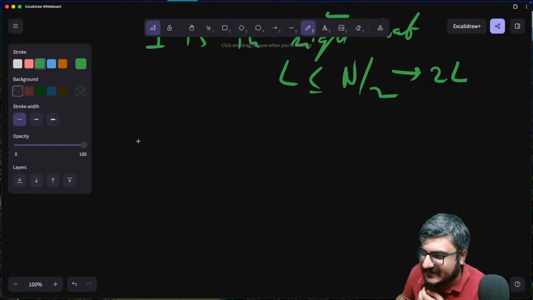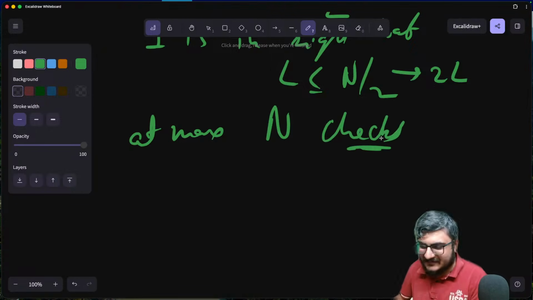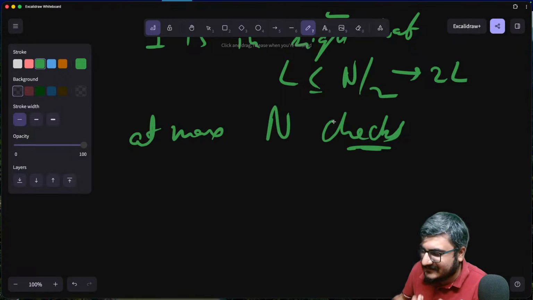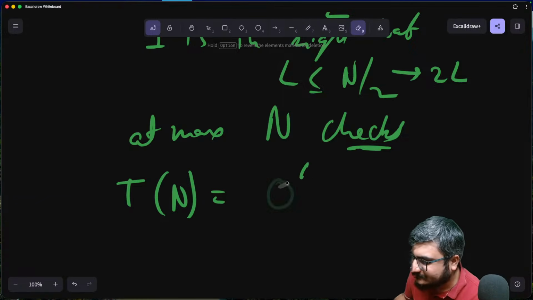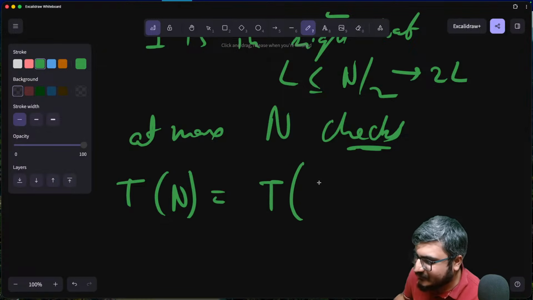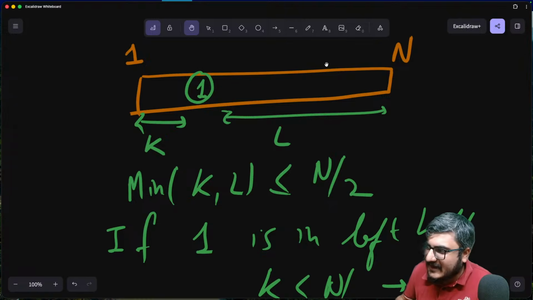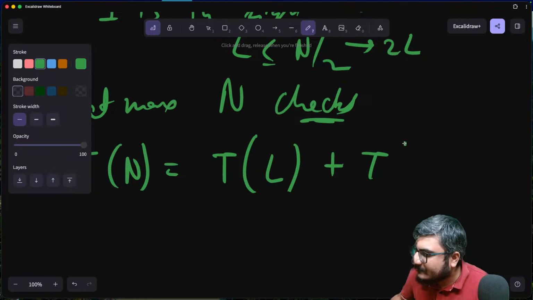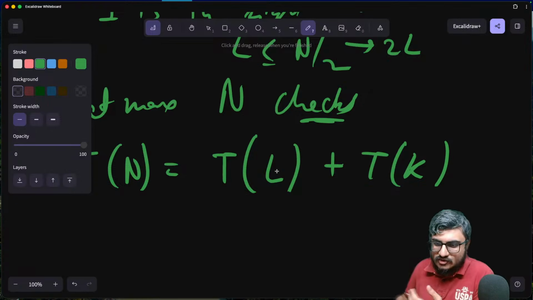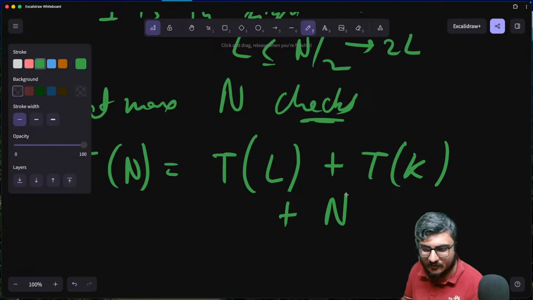So I found one in at max n checks. This is still the same, nothing crazy, but my recursion looks like this. Time complexity of solving in order n is like this. Once I find n, I will solve for the left part, and my right height would be L. My new left height would be K. Two subproblems, one for the left half, one for the right half, and some order n checks to move into these problems.